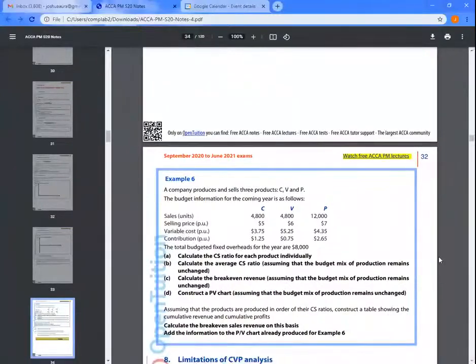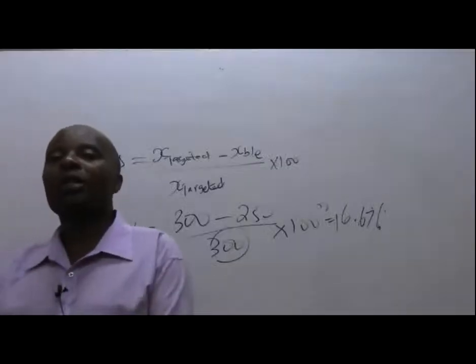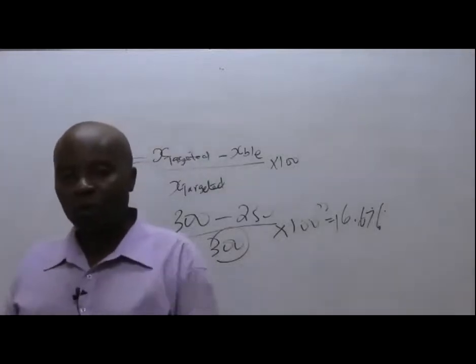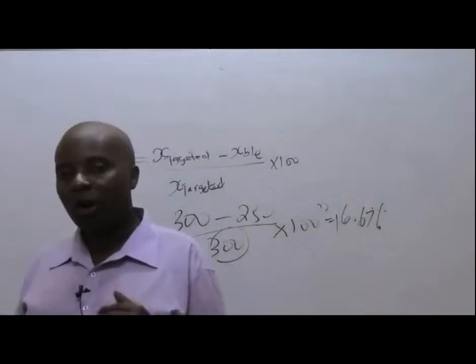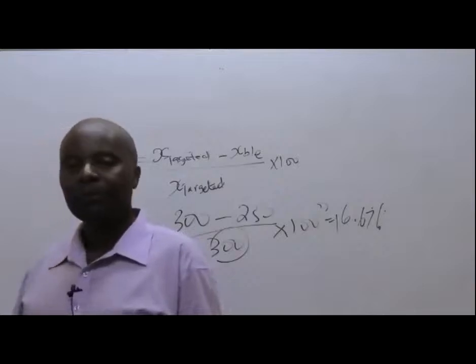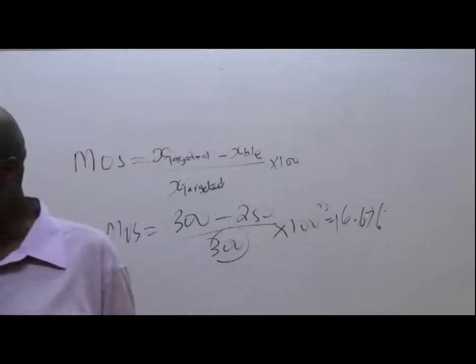Now mention there CVP analysis, multiple products. So the question will be, how about organizations that are selling many products? How shall we be handling them?